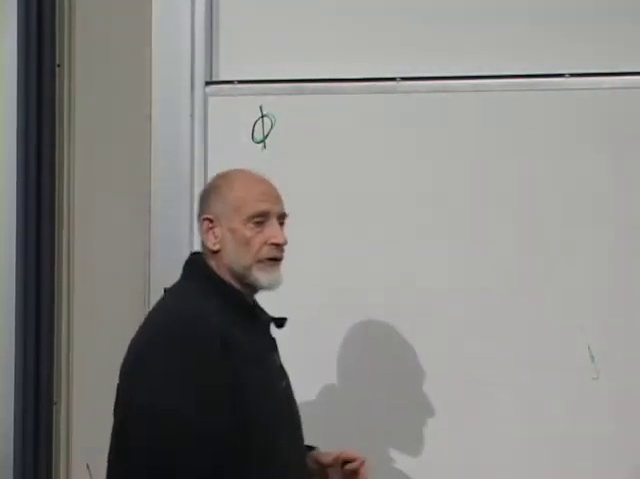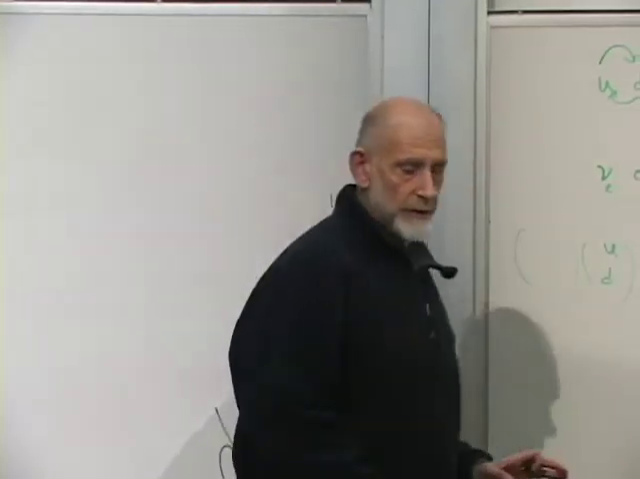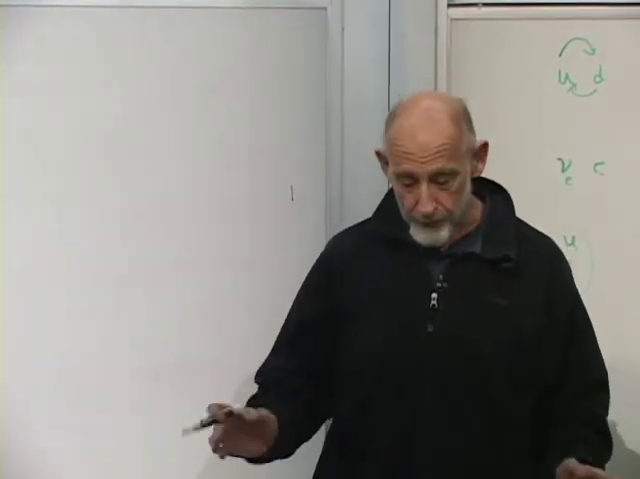A field phi. Now, for simplicity, phi is a real valued field, only one component, and it can take on any real value from plus infinity to minus infinity. And there's a dynamics to this field which is controlled by a Lagrangian. Let's write a Lagrangian for it.